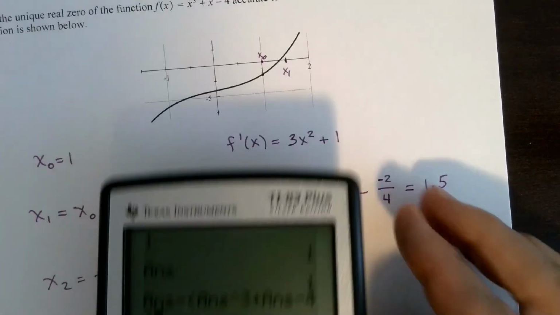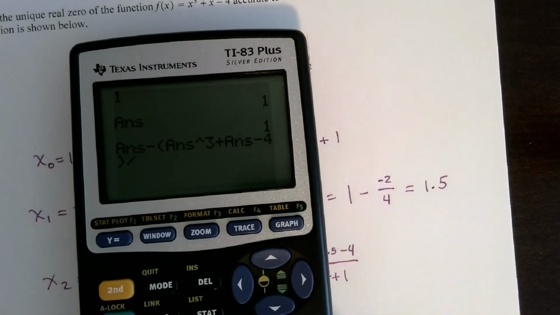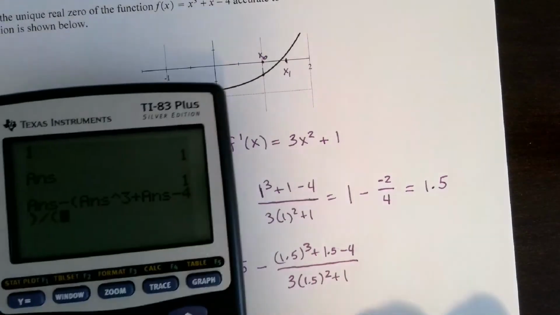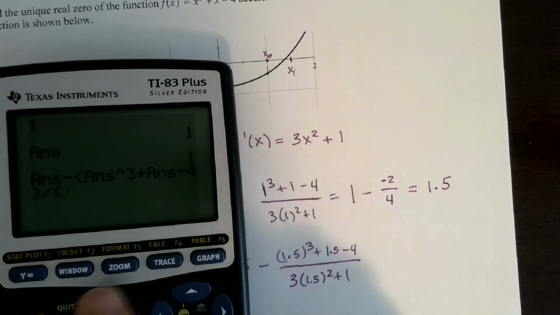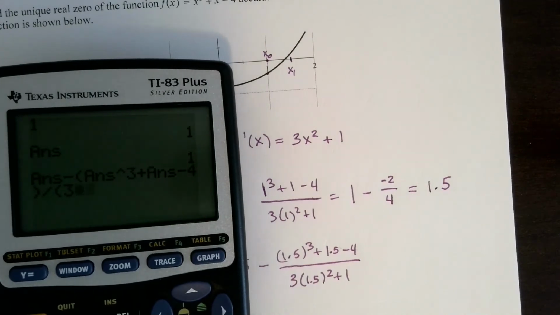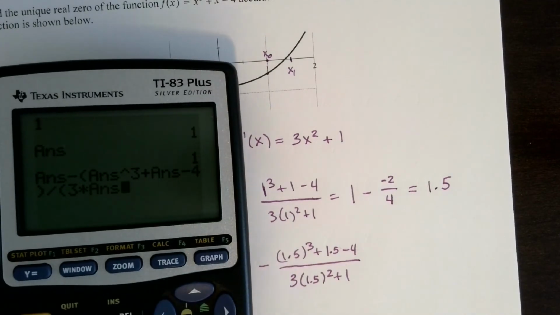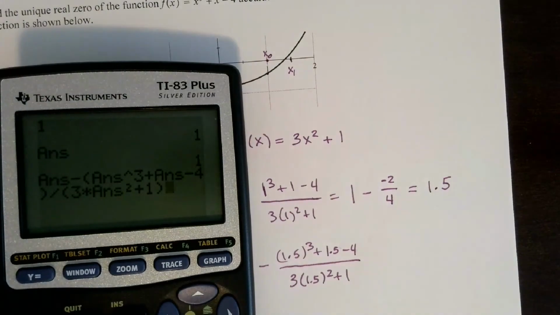And then I'm going to divide that by f prime of x sub 0. So divided by, in parentheses, make sure you put in parentheses, the derivative evaluated at x sub 0, which is answer in the calculator. So that's 3 times answer squared plus 1, close parentheses on the denominator.